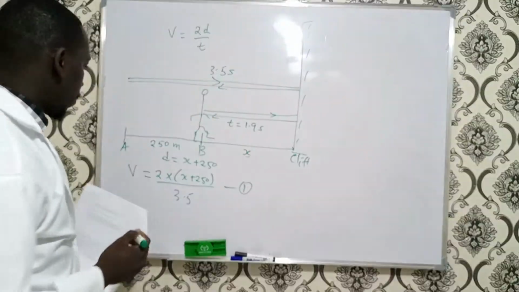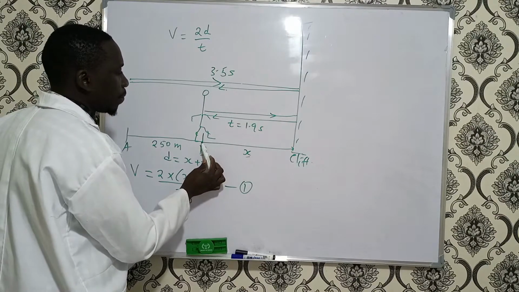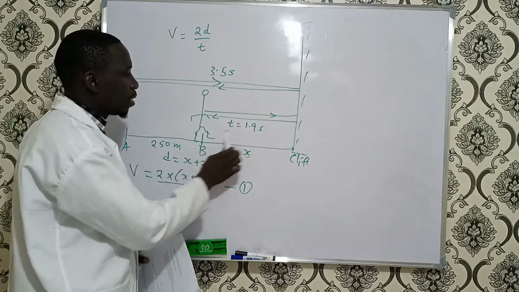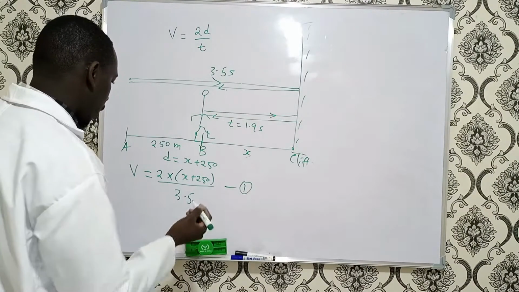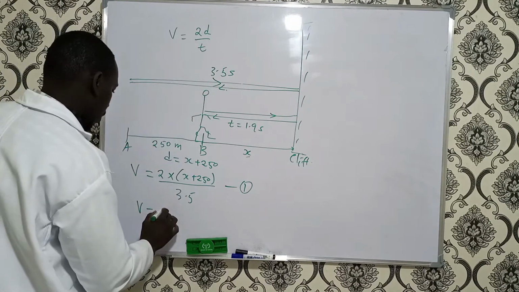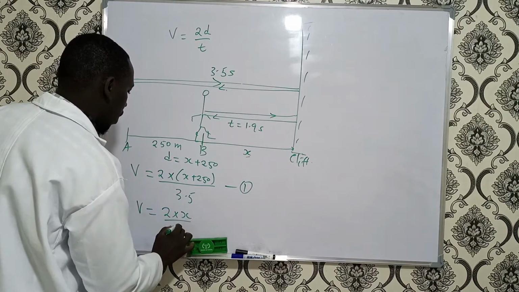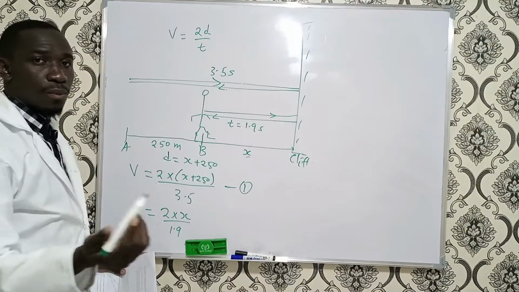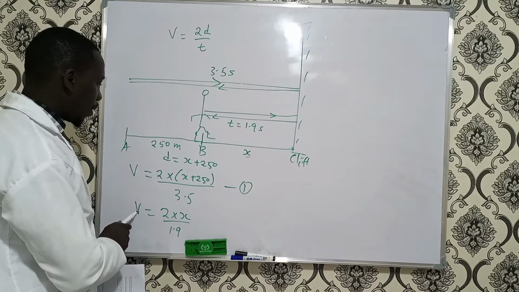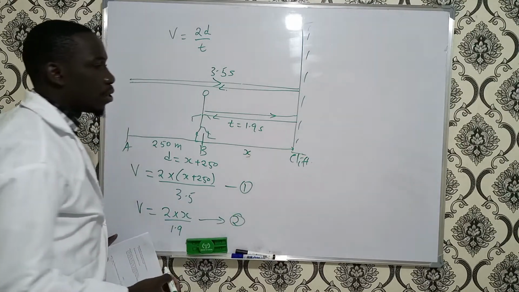Now equation 2, we can use this distance here, x, from B to the cliff, because we have that time taken. The time taken from B to the cliff is 1.9 seconds. So v, which is given by 2d over t, the distance there is x, divided by the time taken, which is 1.9. As I said before, the speed must be equal, so this v is equal to this v, and therefore we can equate equation 1 and equation 2.